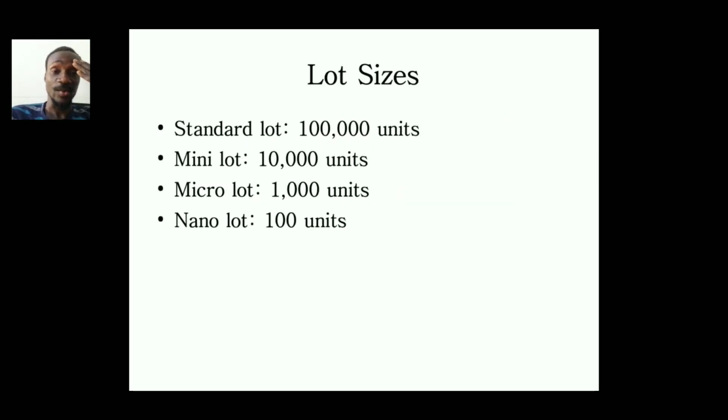Now, lot size. We have 4 types of lot size. We have the standard lot, which is equivalent to 100,000 units of what you're buying. We have the mini lot, which is equivalent to 10,000 units of what you're buying. We have the micro lot, which is equivalent to 1,000 units of what you're buying. And the nano lot, which is equivalent to 100 units of what you're buying. Now, the nano lot is usually not common. The only common ones are the standard lots, the mini lots, and the micro lots.